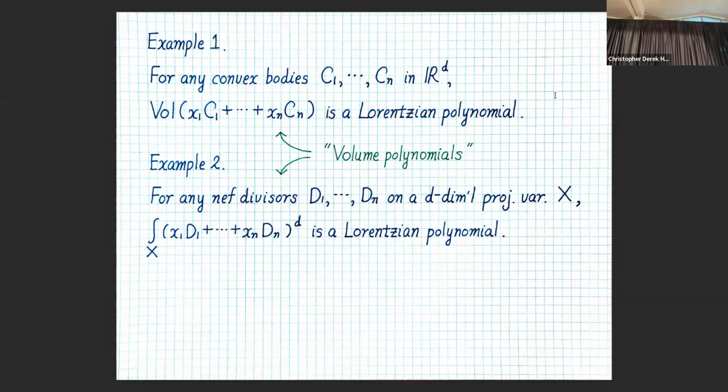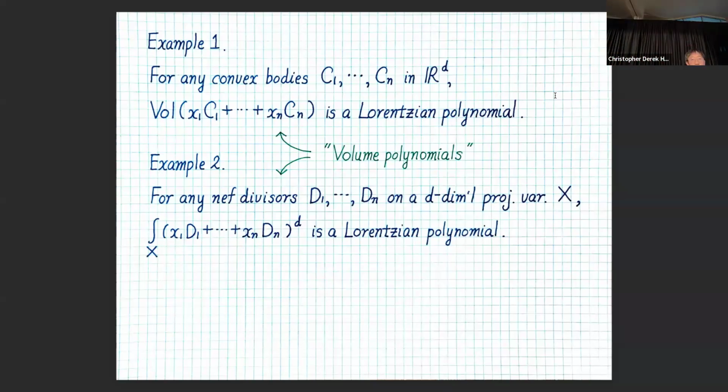Minkowski, a long time ago, observed that this function in x is in fact a homogeneous polynomial of degree d in n variables, x_1 to x_n. And the main result of the so-called Brunn-Minkowski theory is the statement that this polynomial is Lorentzian. In particular, it is a log concave function. And this statement encompasses all the isoperimetric type inequalities that exist between the so-called mixed volumes of convex bodies, which are the coefficients of such polynomials.